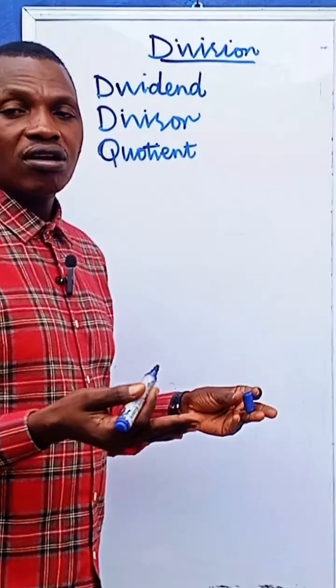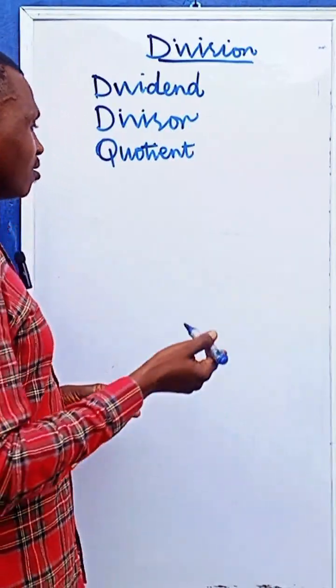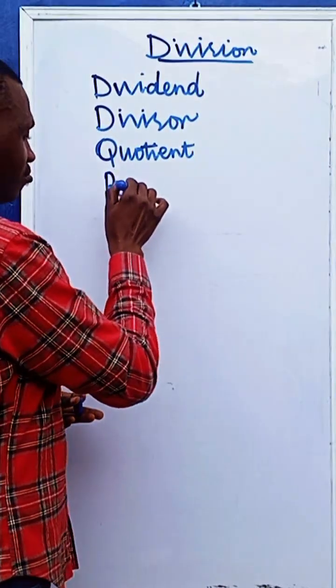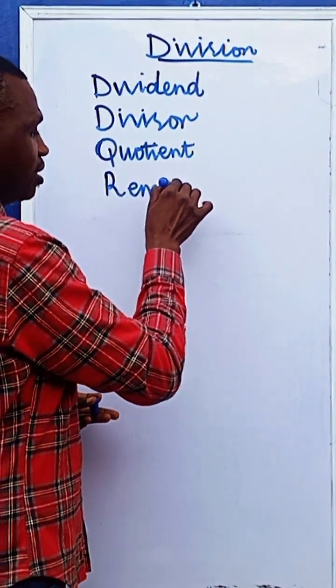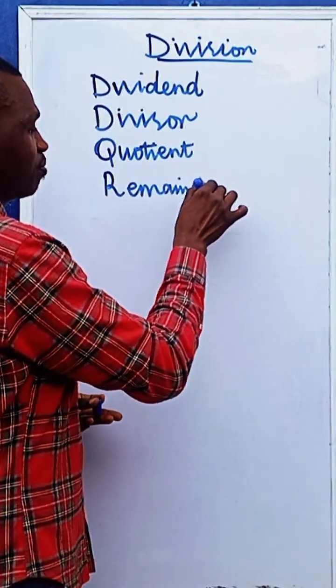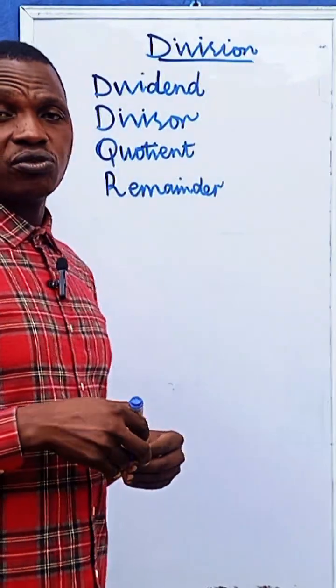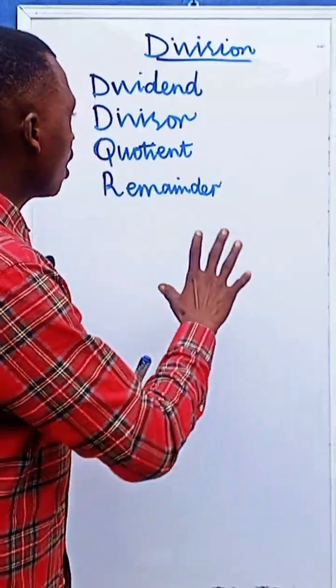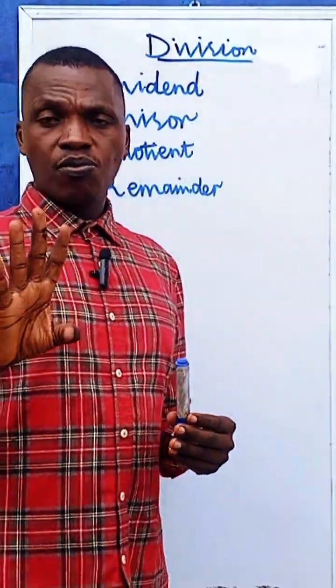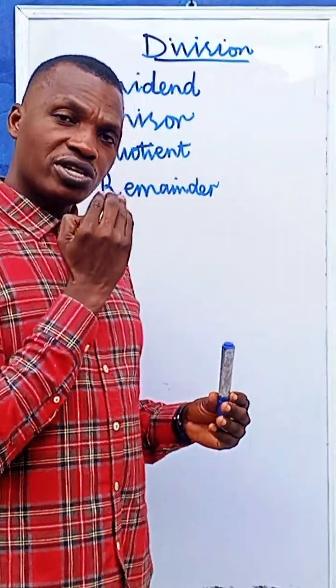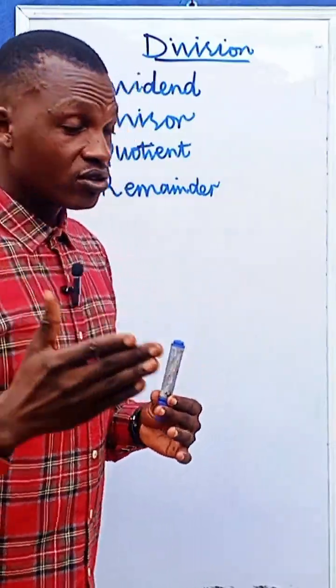Then you can also add this one to it: remainder, which is per se the leftover number. So I'm going to explain this by expressing it through a question. Now look at this question.